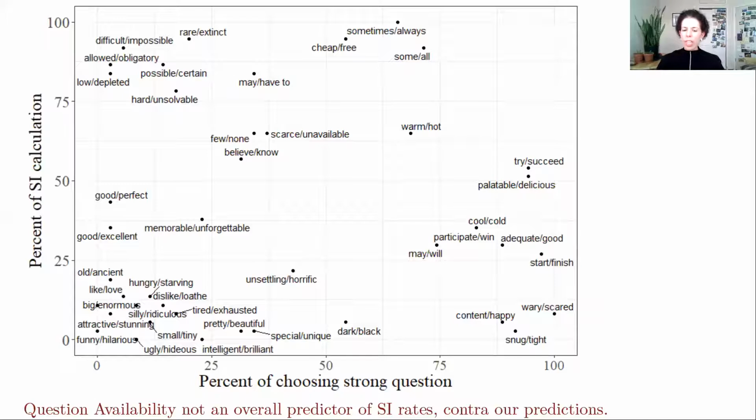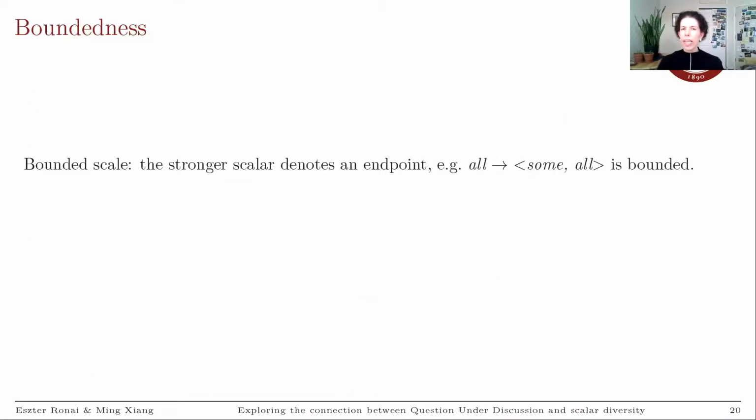Based on this, what we see is that, contrary to our predictions, question availability was not found to be an overall predictor of SI rates. So it is not the case that simply the more likely you are to ask a QUD or entertain a QUD about the stronger term, the more likely you are to derive an SI from the weaker term. However, our findings will change slightly once we take into account boundedness.